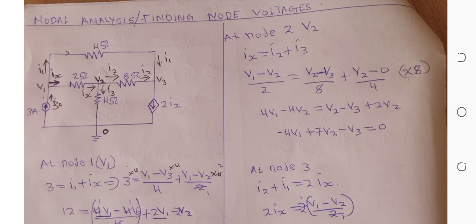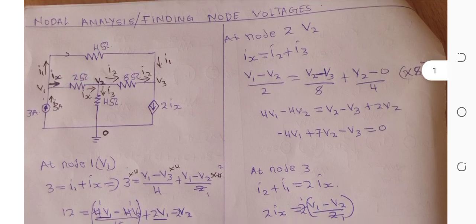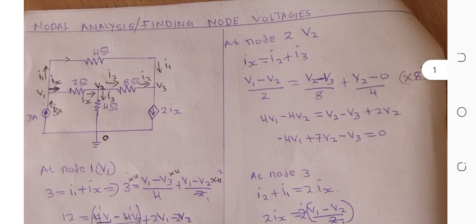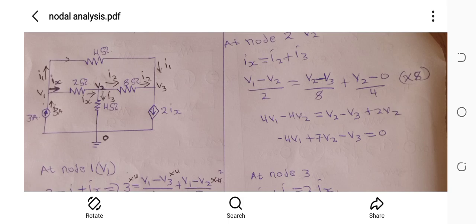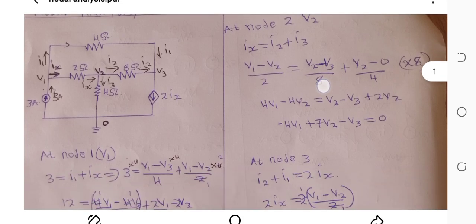To find Ix, we had already found it because it was over here. We said it is V1 minus V2 all over 2. So this was our Ix. Then I2 is coming from this point, then going to that point. So I2 will be V2 minus V3 all over 8, because the current is going from V2 towards V3. That's why we have this one over here.